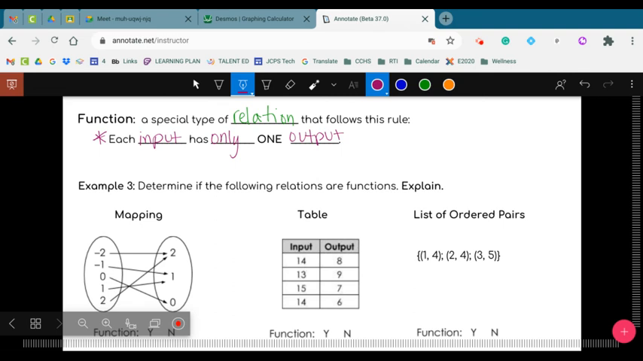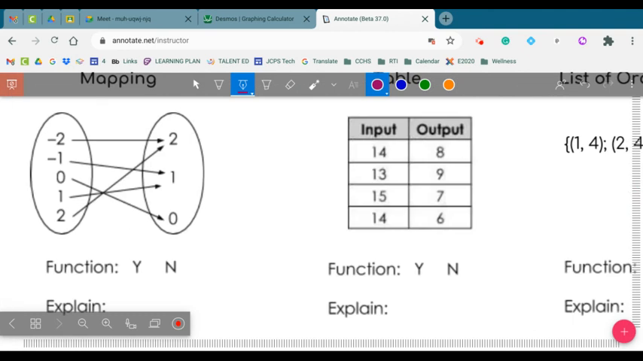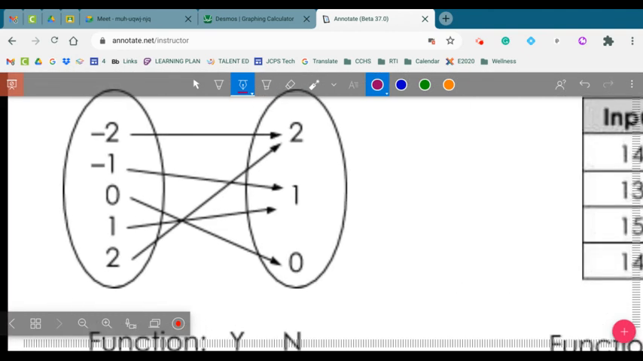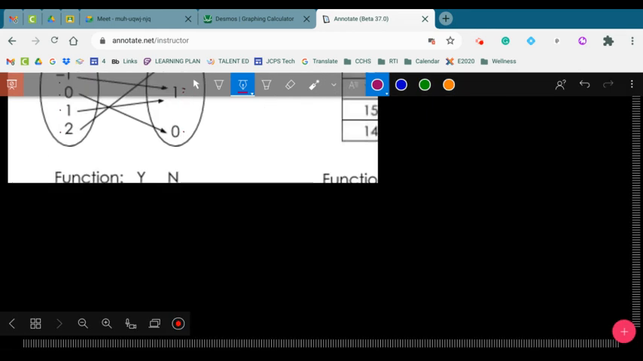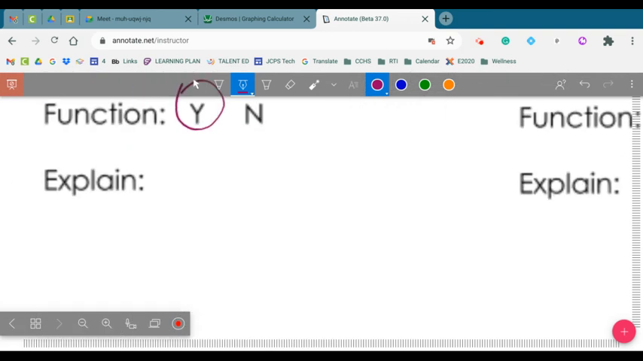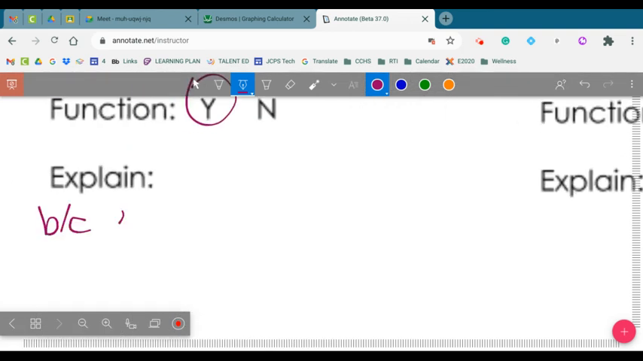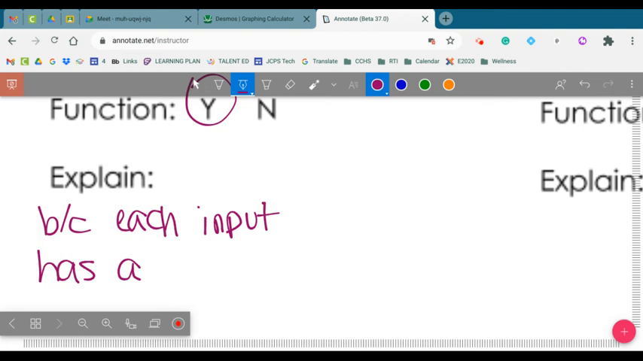So going down, we're going to identify, does each input have one output? For the mapping, we're going to look at the input. Does -2 have one output? Yes. Does -1 have one output? Yes. Does 0 have one output? Yes. Does 1 have one output? Yes. Does 2 have one output? Yes. So each of these inputs just has one output. So is this a function? Yes, because each input has an output.